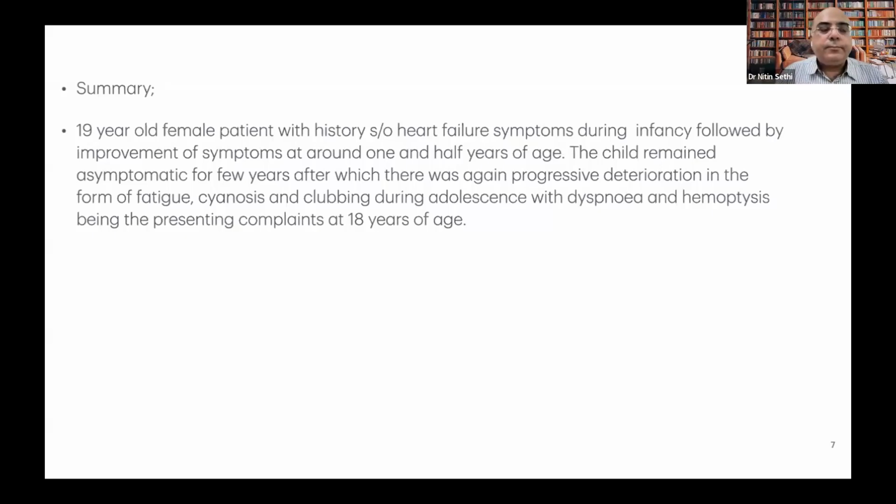Sir, AP window would have presented at a much earlier age, in my view, but that could also be a possibility. Infancy, no? Infancy, much earlier. Yes.